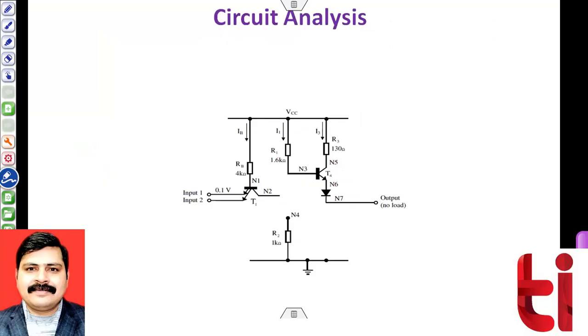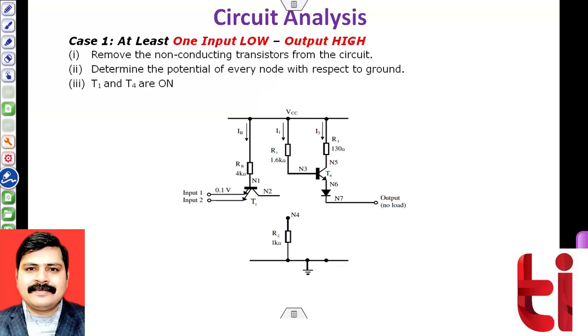So this is the first part of the analysis, and we have removed some portions of the circuit. You can just check why. We started with the first case, when at least one input is low, and in this case we have to verify that my output should be high. So what are the possibilities? The first thing is to remove the non-conducting transistors from the circuit. In order to make my analysis simple, we have intentionally removed the transistors that are not conducting in this circuit.